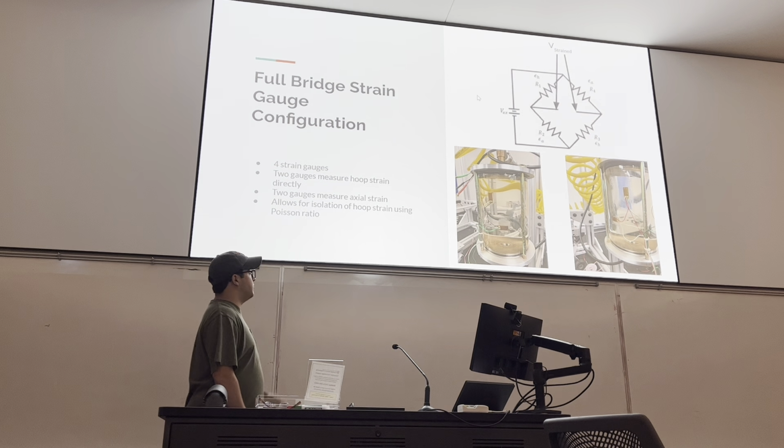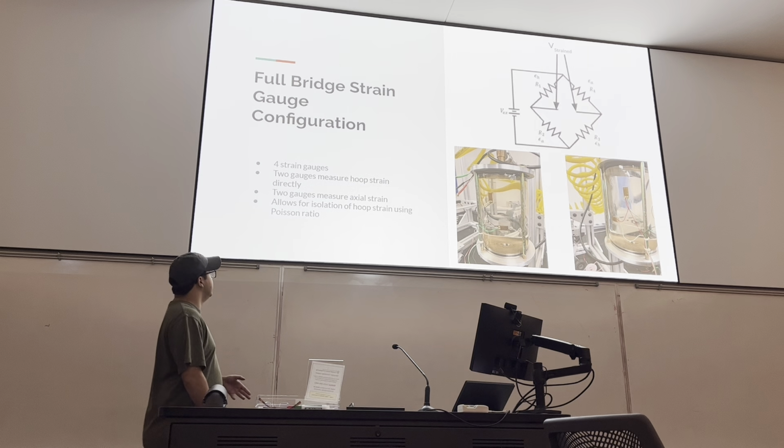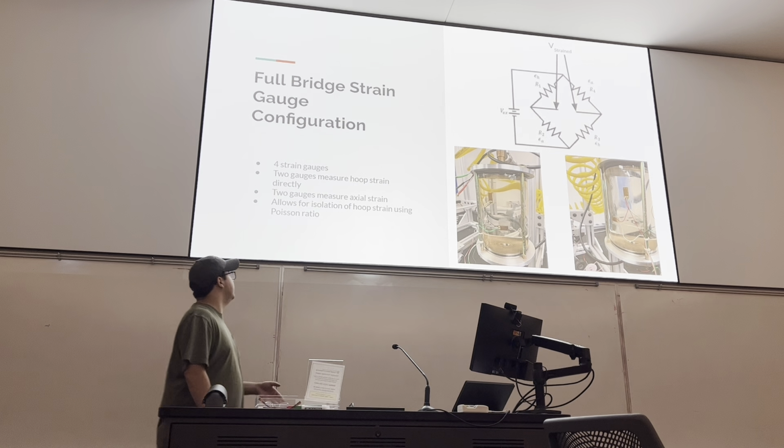As can be seen here, we use 4 strain gauges, 2 in the hoop direction, 2 in the axial strain direction. And this allows for the isolation of hoop strain using the Poisson ratio.